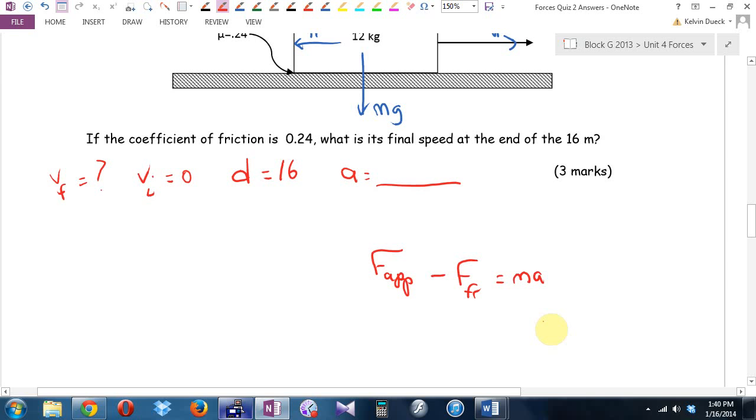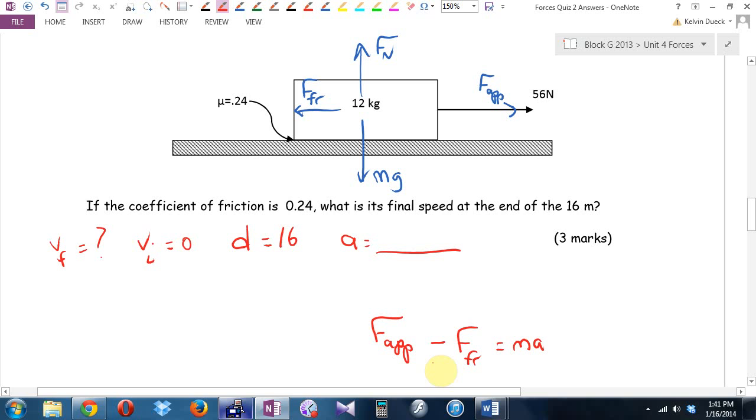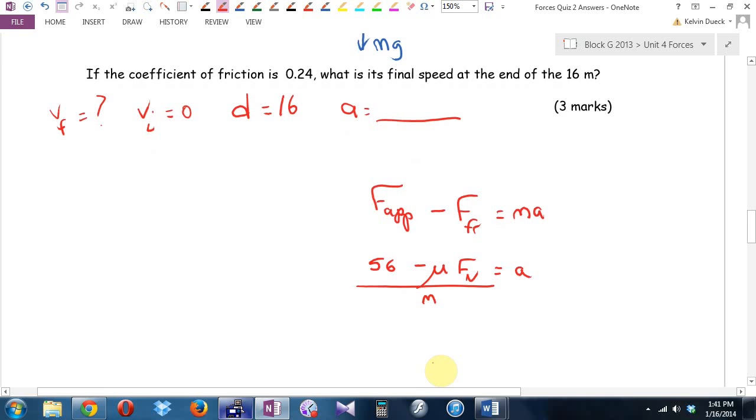I would argue that the applied force is 56, friction is mu times the normal force, that equals MA. To get the A by itself, I'm going to divide by M. Do I know mu? Check. Oh, I don't know the normal force. But which force is the same size as a normal force? Got to be mg this time. So I think I can go like this.